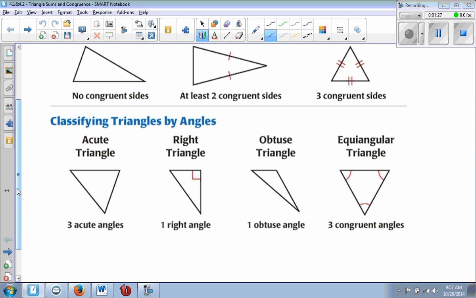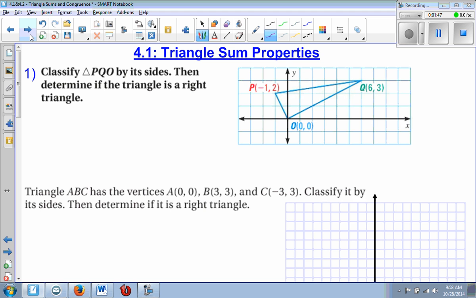equiangular. Equiangular triangles, since all three angles are the same, each angle would have to be 60 degrees because all of the angles inside of a triangle must add to 180 degrees. So if each angle has to be the same, each one would have to be 60 degrees. The next slide of this is the first slide that you have.